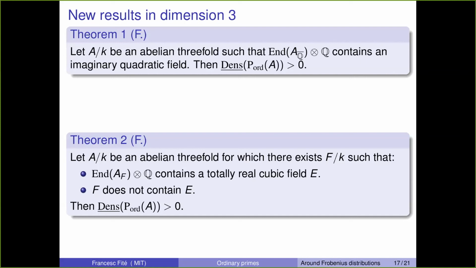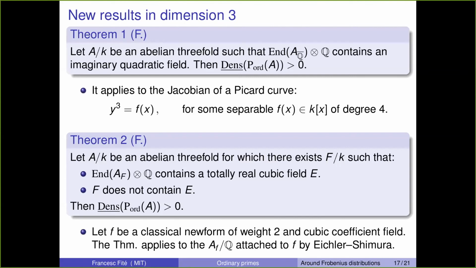And in that case, that's theorem 2, I could not derive the abundance of ordinary primes in general, but I could derive it under some assumption. And this assumption is that there is some finite extension F of the ground field over which the abelian variety attains real multiplication. Let's assume that this field does not contain the field of the real multiplication. In that case, you can derive the abundance of ordinary primes.